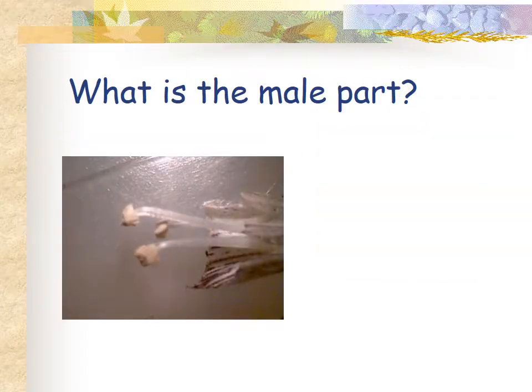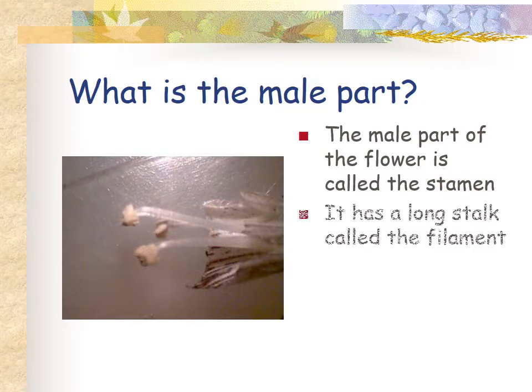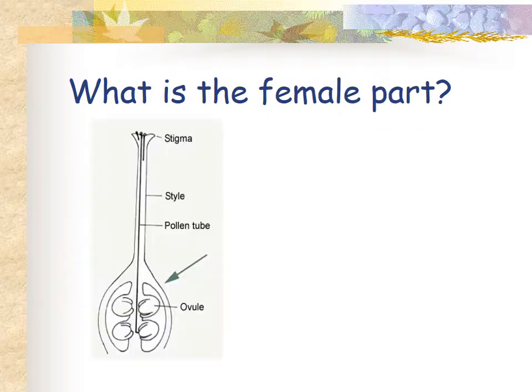The function of the male part: it is called the stamen. It has a long stalk called the filament. At the top of the filament is the anther, which produces pollen.